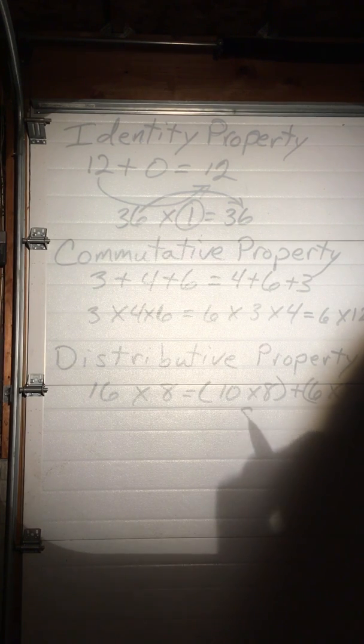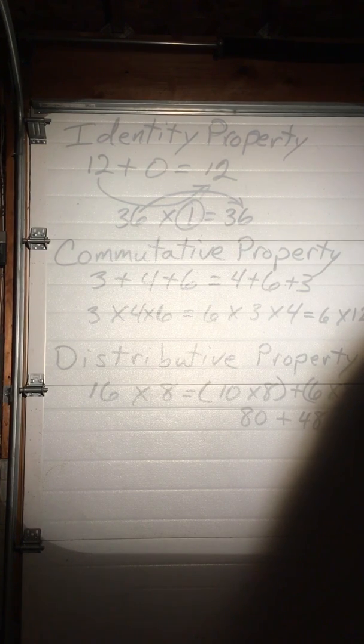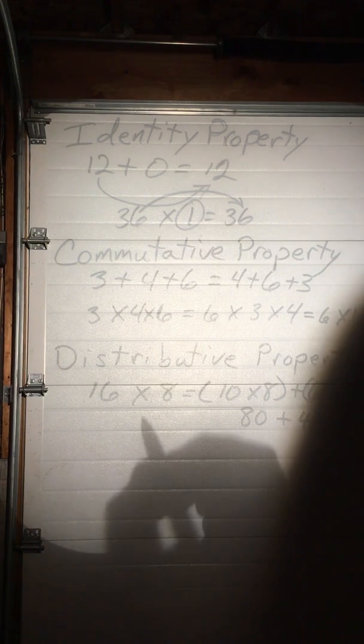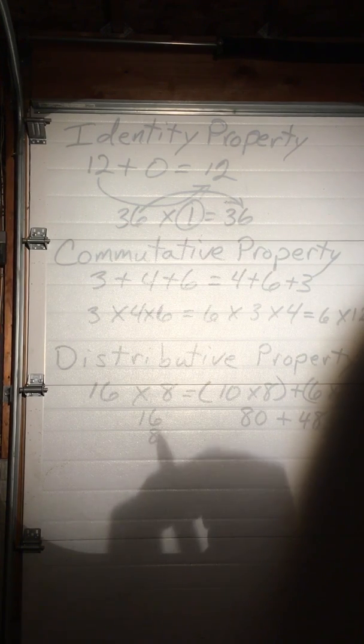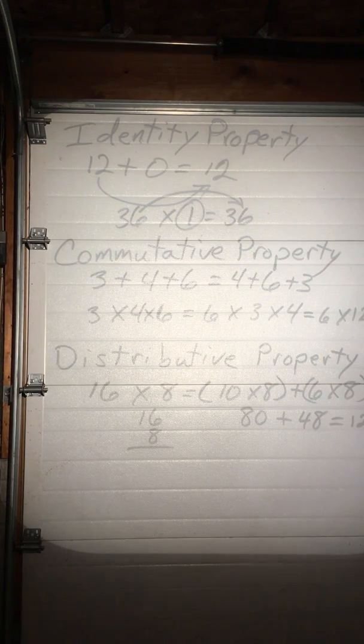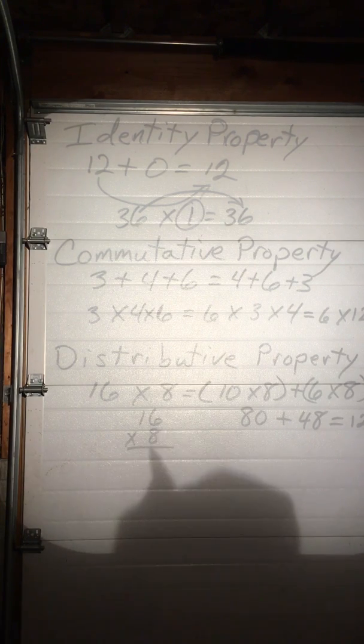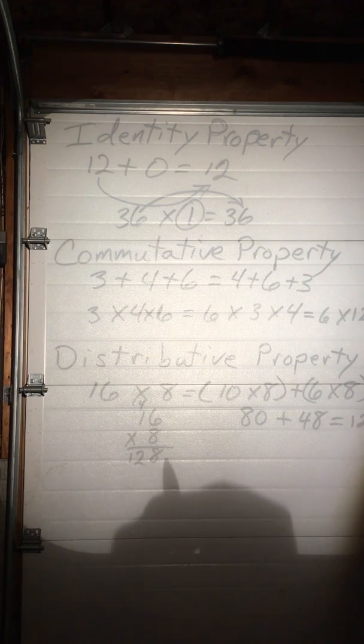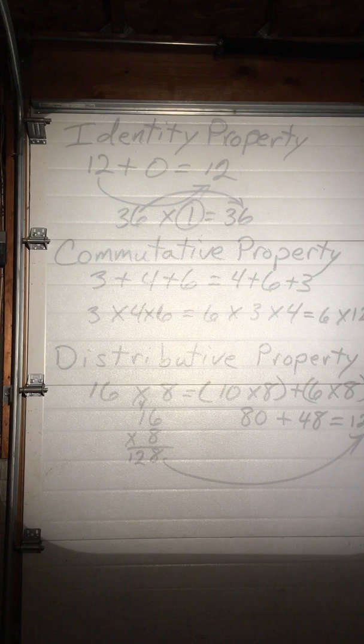So we would have 80 plus 48, which would equal, let's see, 8, 4, and 8 is 12, 128. If I did this in a traditional vertical fashion, 8 times 6 is 48. 8 times 1 is 8, plus 4 is 12. We have the same answer on both ends.